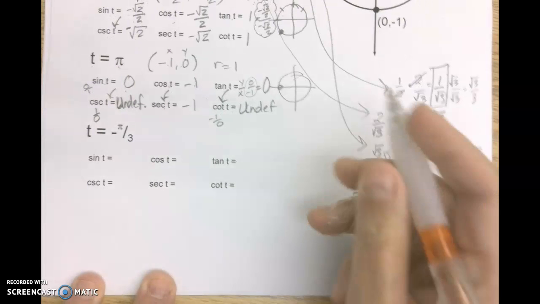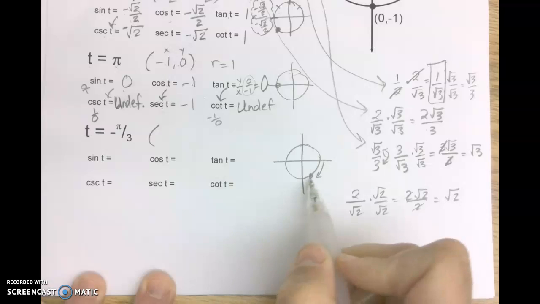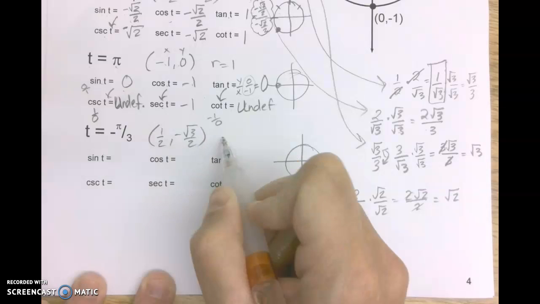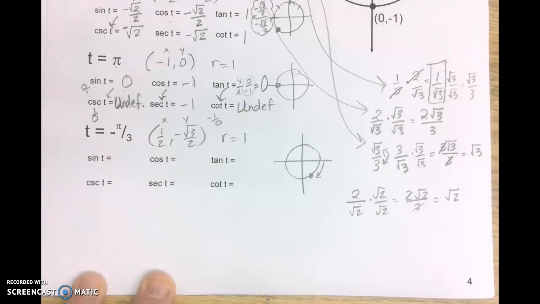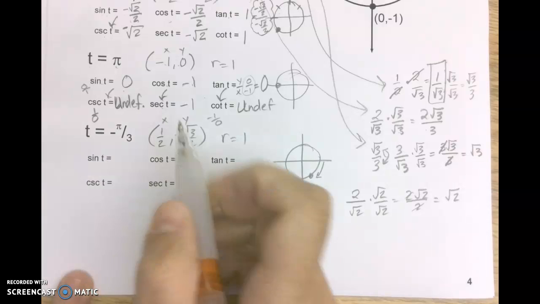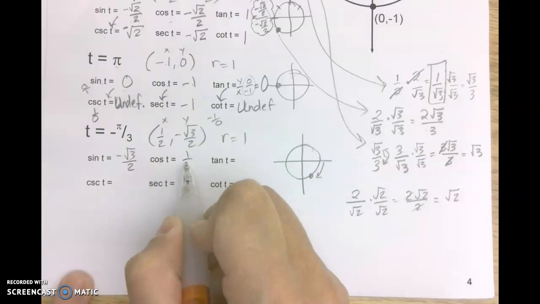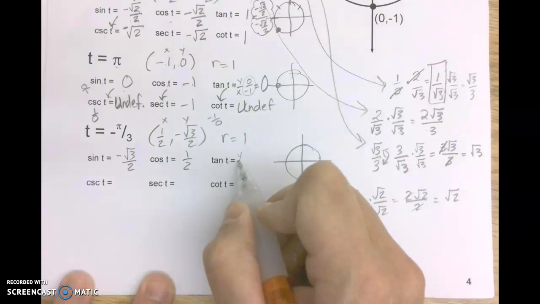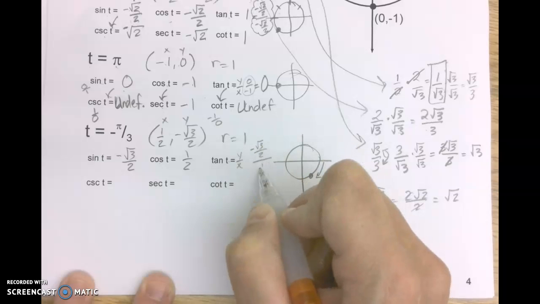All right, then we have our -pi over 3. So here's my circle. -pi over 3 is about right here. So that's going to be positive 1/2 and -square root of 3 over 2 with a radius of 1. There's x, there's y. Okay, sine is basically my y value, so -square root of 3 over 2. And cosine is my x value over 1, of course. And then my tangent is going to be y over x. So I'm going to end up with -square root of 3 over 2 over 1/2.